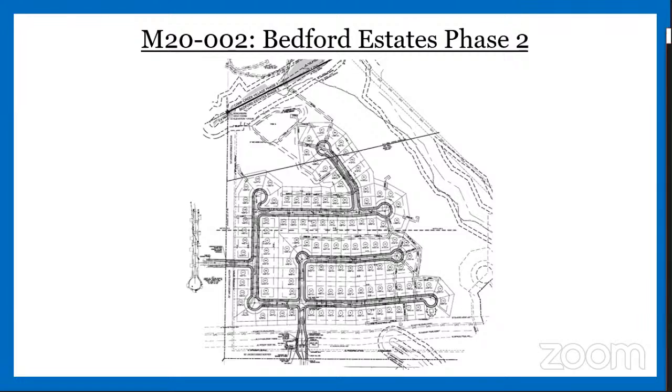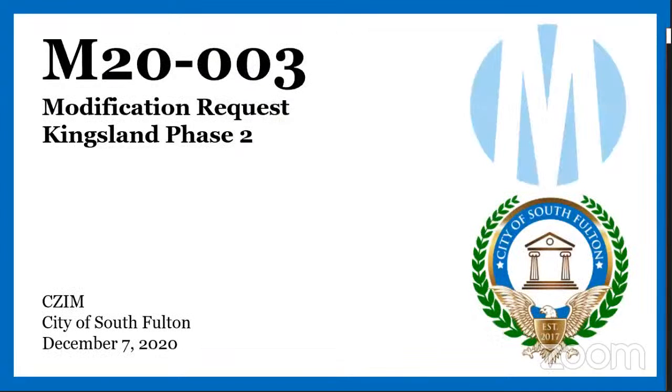That is the end of this particular case. We can move on to the next one. This is M20003, also a modification for Kingsland Phase 2. We can go to the next slide, please.